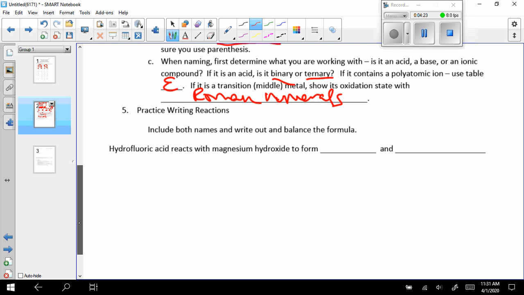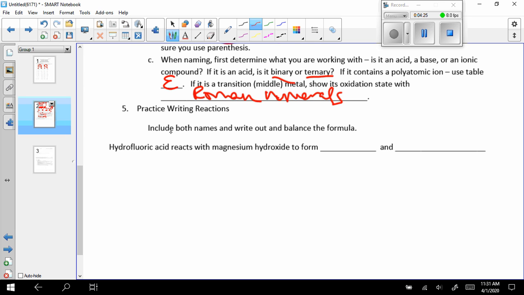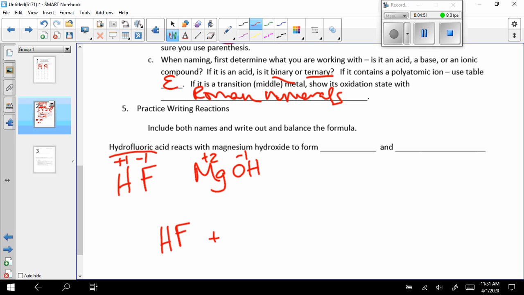All right. Practice writing. Include both names and write out and balance the formula. So hydrofluoric acid. Hydrofluoric tells me I'm only going to have an H and one other element. So the other element is F. H is a plus one, F is a minus one. So hydrofluoric acid is HF. That reacts with magnesium hydroxide. All right, Mg, I look it up, it's a plus 2. OH, I look it up, it's a minus 1. I crisscross and I get Mg(OH)2 because I've got to crisscross that 2 down.